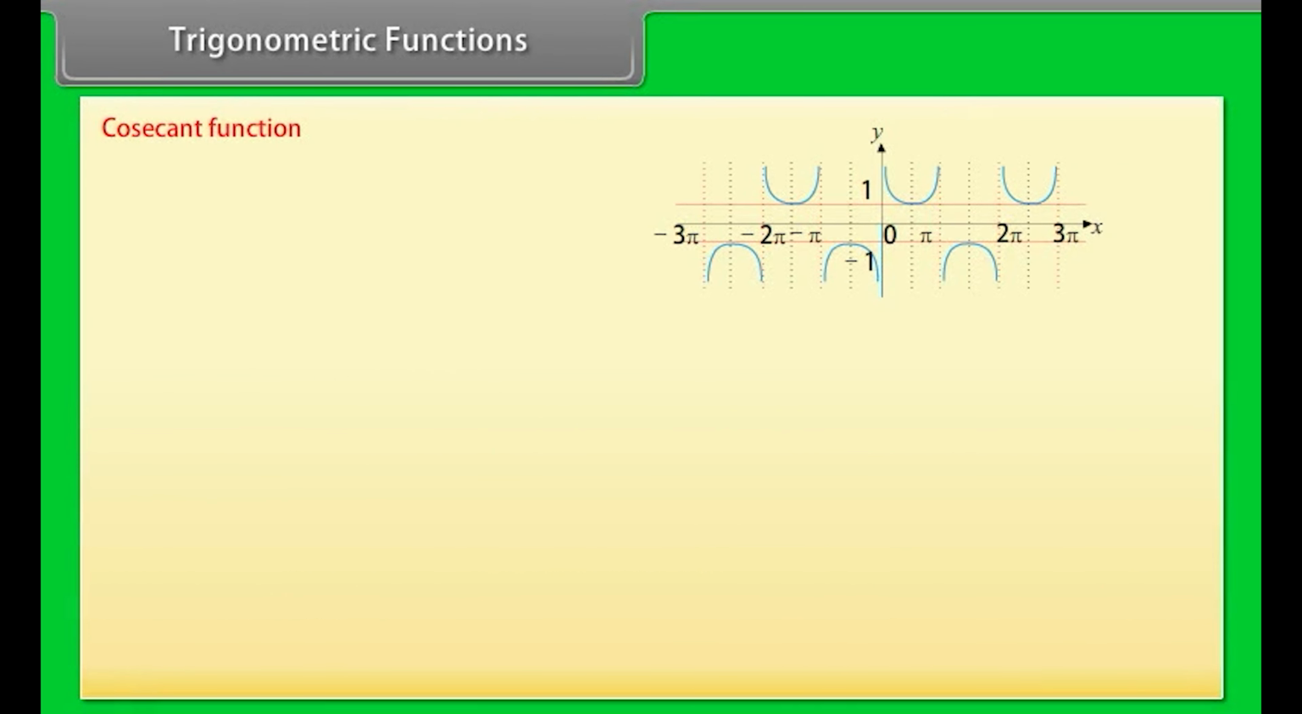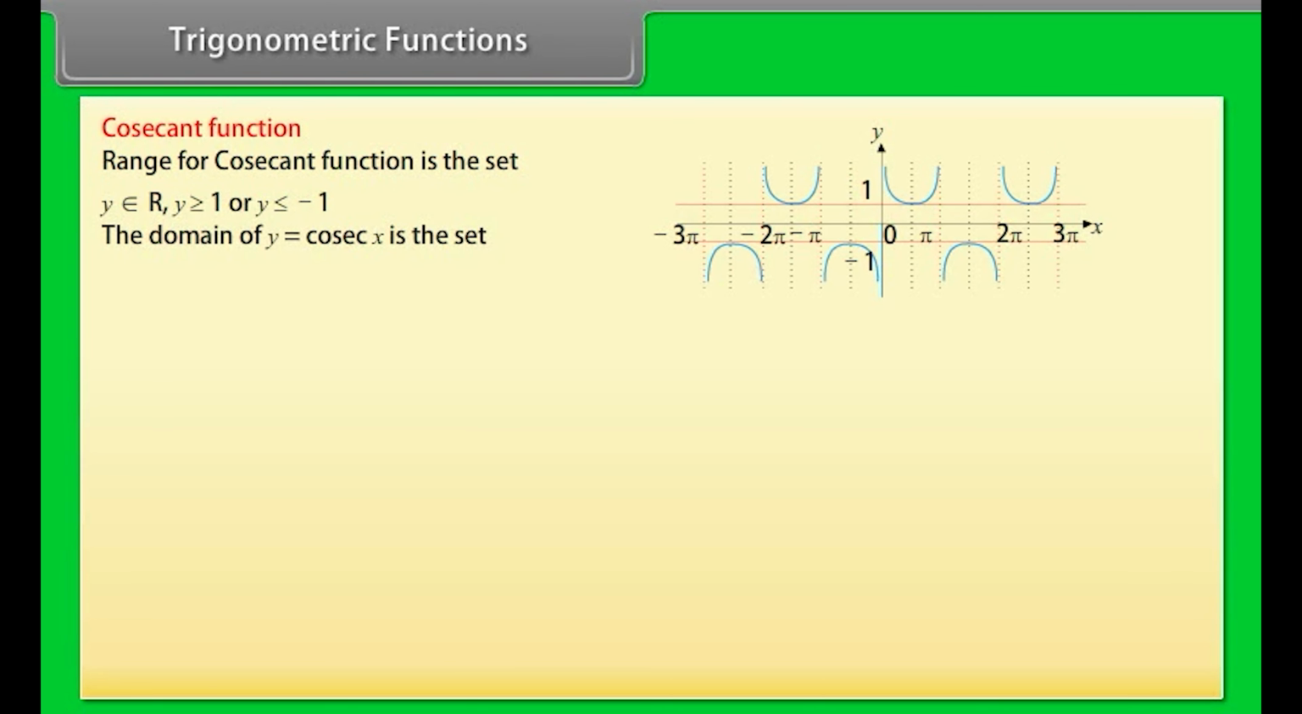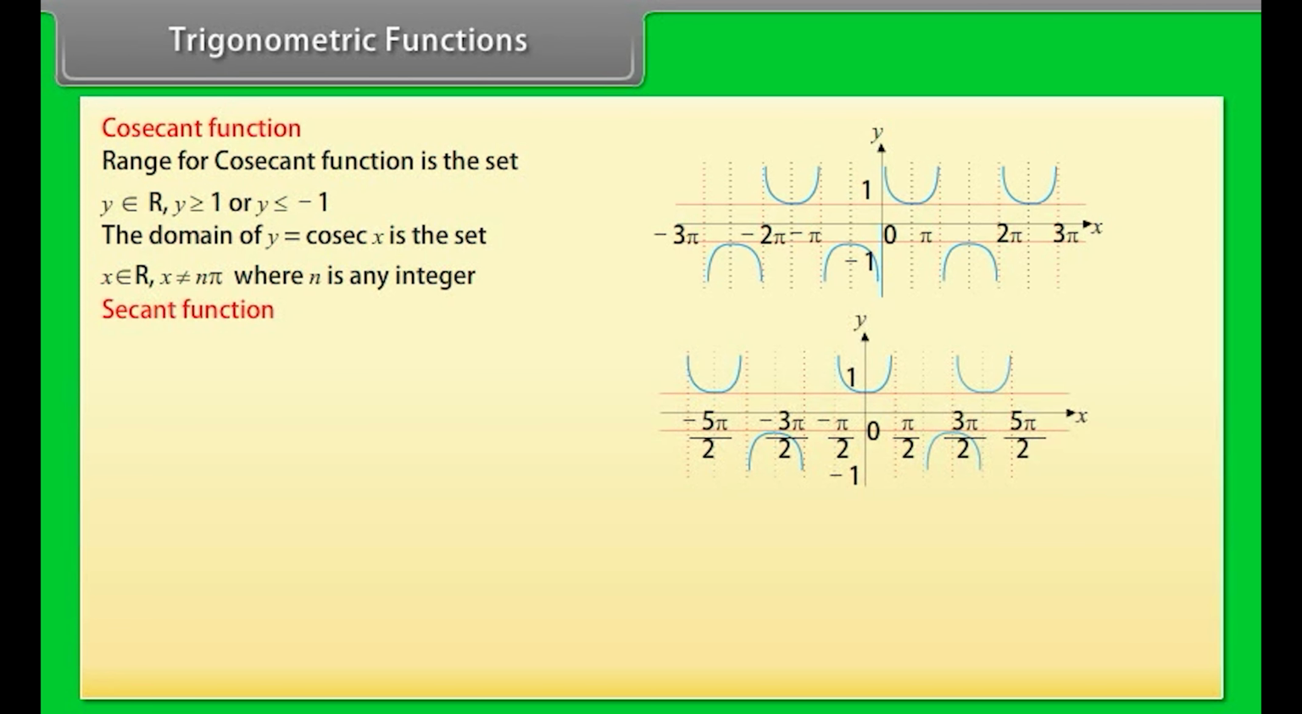Cosecant function. Range for cosecant function is the set y belongs to real numbers, y greater than or equal to 1 or y less than or equal to minus 1. The domain of y equal to cosec x is the set x belongs to real numbers, x not equal to n pi, where n is any integer. Secant function. Range for secant function is the set.